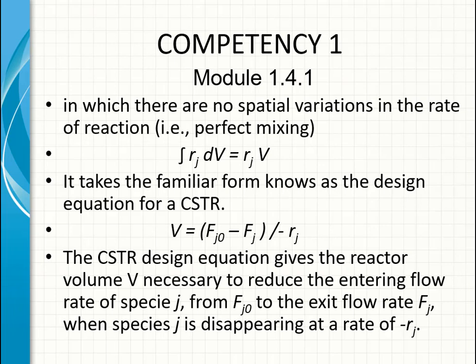The CSTR equation gives the reactor volume V necessary to reduce the entering flow rate of species j from Fj0 to the exit flow rate Fj, when species j is disappearing at a rate of minus Rj.